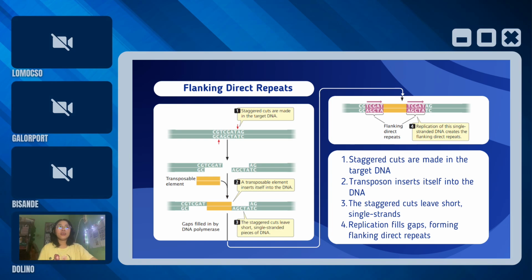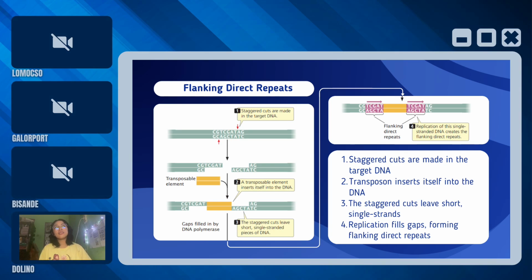Let's take a look at here. As mentioned earlier, transposition starts with staggered cuts. A staggered cut is when transposase cuts the DNA strands at different positions, not straight across. Imagine using scissors to cut a ribbon in a zigzag pattern instead of a straight line. Mao na siya. Eventually, transposon insertion happens.